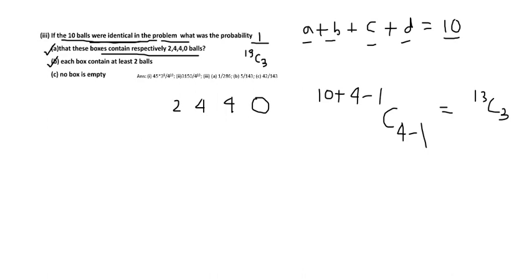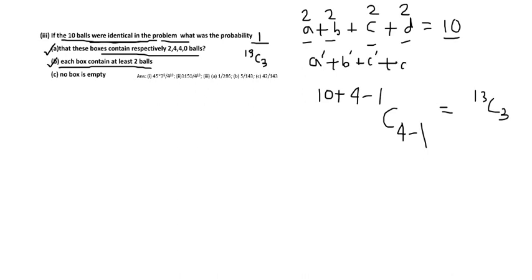Now what about the B part? Each box will contain at least 2 balls. To solve this part, we just assign 2 balls to each of the boxes. If we assign 2 balls to each of the boxes, then how many will remain? You can write A prime plus B prime plus C prime plus D prime equal to 10 minus 4 into 2, that is 8. So 10 minus 8 is 2.